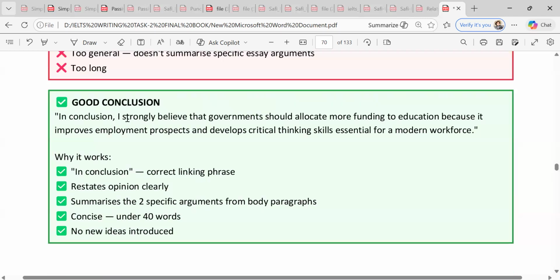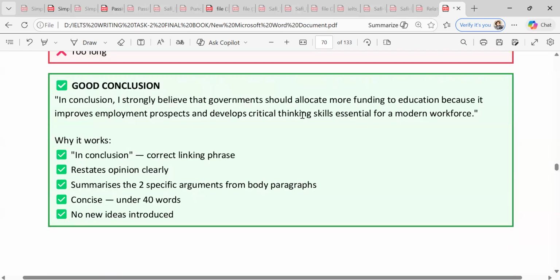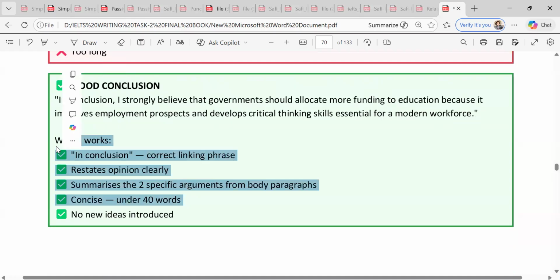Good conclusion: In conclusion, I strongly believe that government should allocate more funding to education because it improves employment prospects and develops critical thinking skills essential for modern work. This is 100% concise and a perfect conclusion.